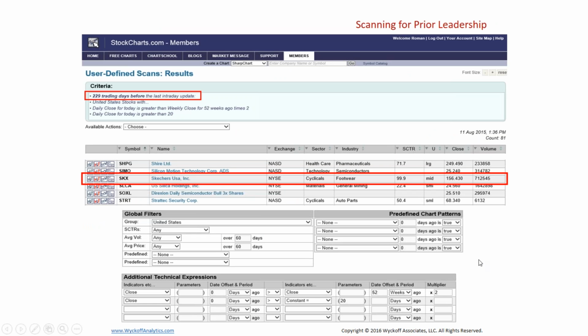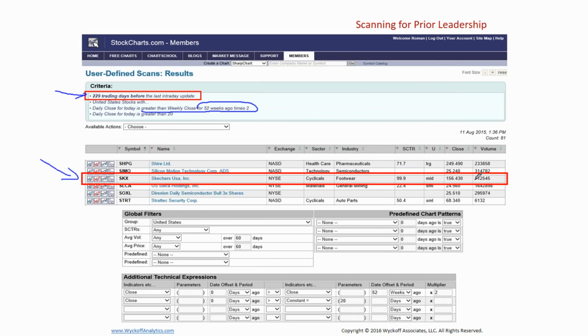Okay, what else could we do? How else could we find the same stock? So here is a StockCharts example. What I'm doing here is creating the scan, and this goes into the history. I'm trying to identify the same day as I was using that same tool. What I want to do is find all of the stocks that are greater than the weekly close of the 52 weeks times 2. What that does is give me the stocks that are going to outperform during the rally that this particular stock has had.